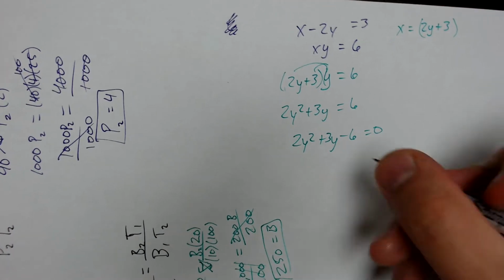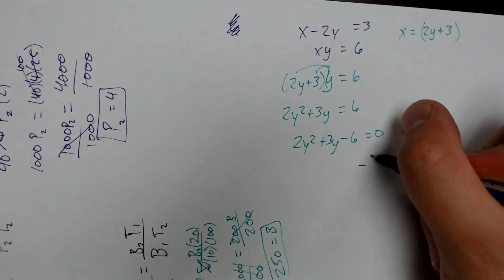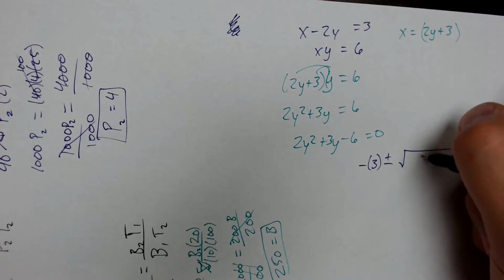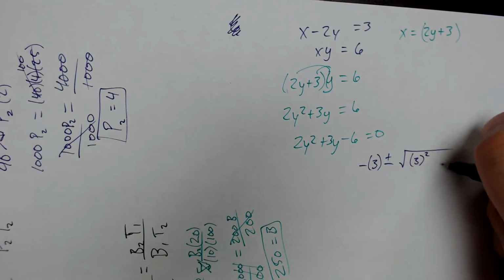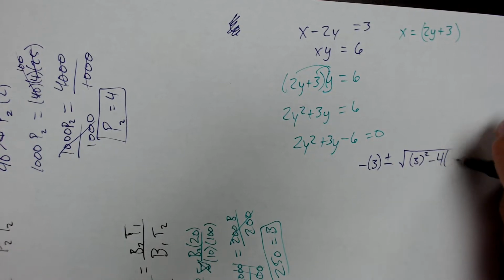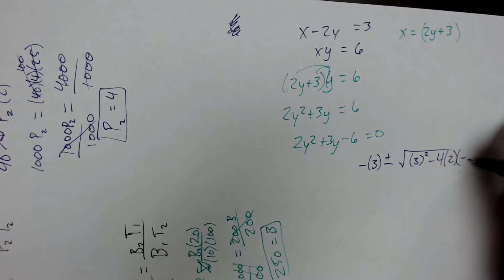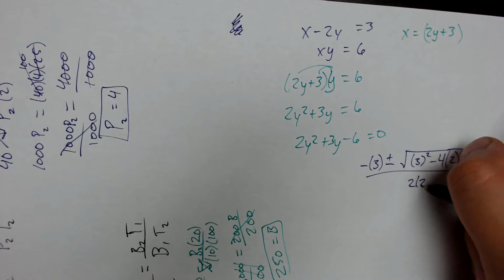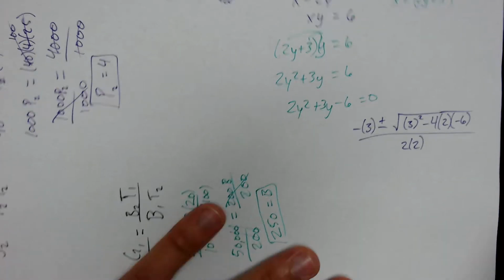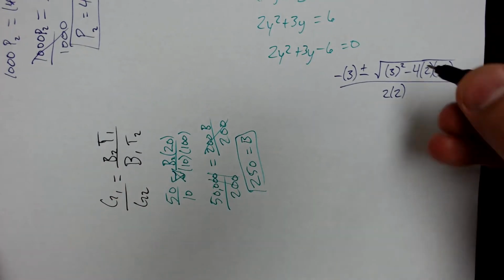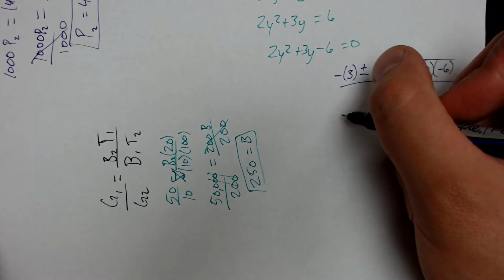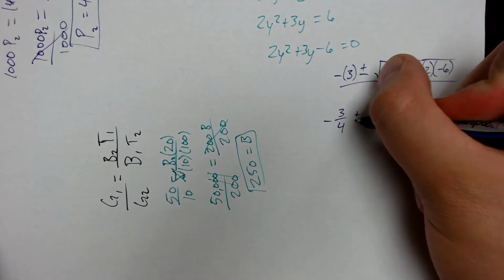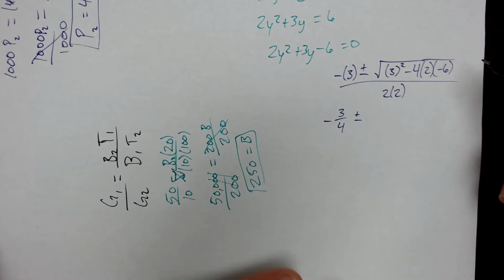So plug this into the quadratic formula. Negative b is going to be negative 3 plus or minus square root of b squared minus 4 times a times c, all over 2 times a. So the denominator is going to be 4. So we have negative 3/4, and then plus or minus whatever the discriminant comes out to be.